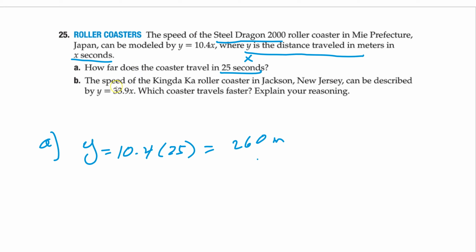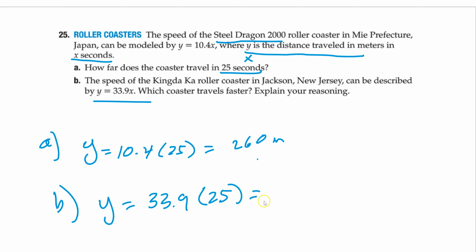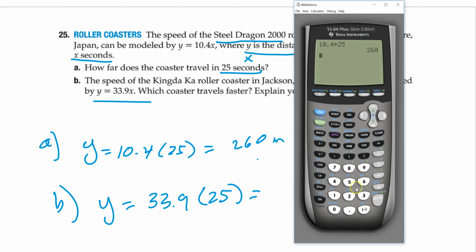Okay, let's see B. The speed of the Kingda Ka roller coaster in Jackson, New Jersey can be described by the equation y equals 33.9x. Which coaster travels faster? Explain your reasoning. So lots of ways you can do this. I think what they want you to do is this: go, hey, I know how fast the first, Steel Dragon 2000, travels in 25 seconds. How fast does Kingda Ka travel in 25 seconds? So you do that. That's one way to do this.